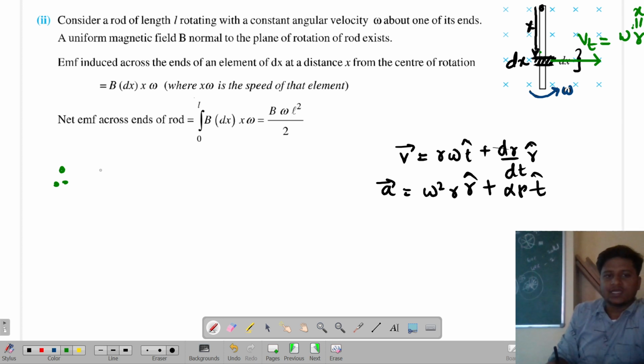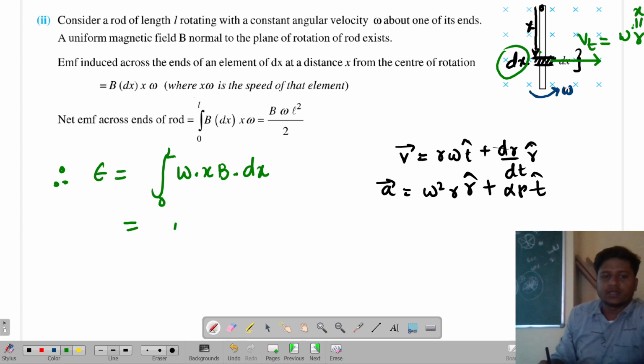So the net EMF developed is going to be the integral of V cross B. V is omega into x, into magnetic field, into the current element. What is the length of the current element? dx, or not? Into dx. From 0 to L, if you do it, you will get the answer B omega L square by 2. So how much is the EMF? Let's suppose this is point P, this is point Q. So potential at P minus potential at Q.